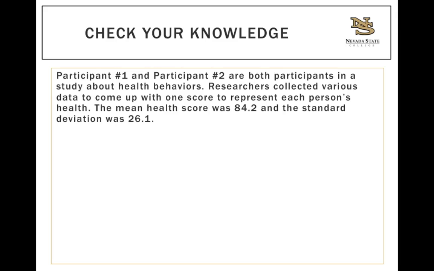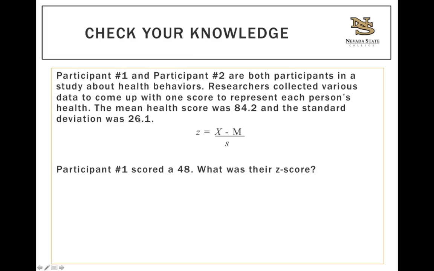So if you wanted to find any z-score, you could, as long as you have the raw score. So remember, in order to find a z-score, we just need the raw score, the mean, which I gave you, and the standard deviation, which I also gave you. So if participant number 1 scored a 48 on this particular health measure, what was their z-score? So I recommend pausing here and trying to do the math on your own and coming up with a z-score.